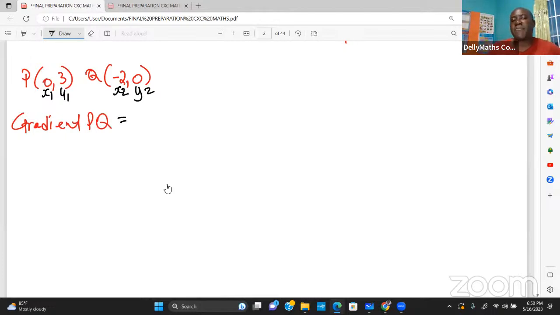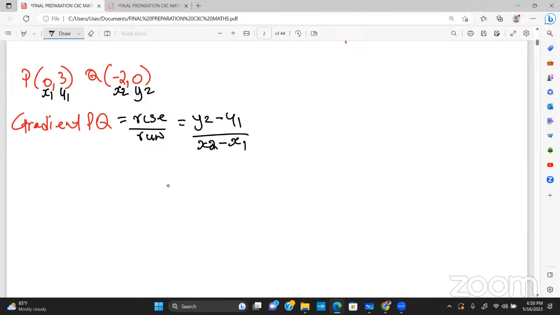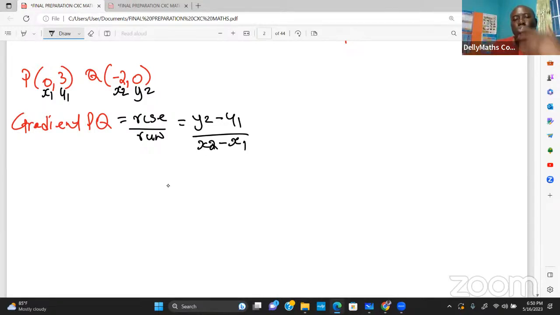Remember though that the gradient formula deals with changing Y over changing X. And when we say changing Y over changing X, a lot of people will say the rise over the run. So the change in the Y, we're talking about Y2 minus Y1 at the top, over the run, which is X2 minus X1. Yeah, I fixed it. Thank you. So now let us do the substitution.